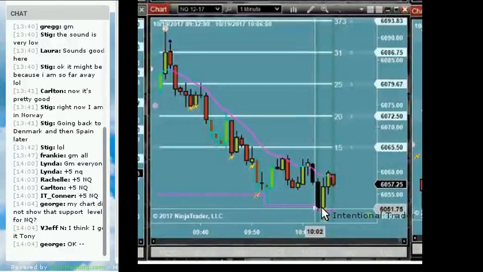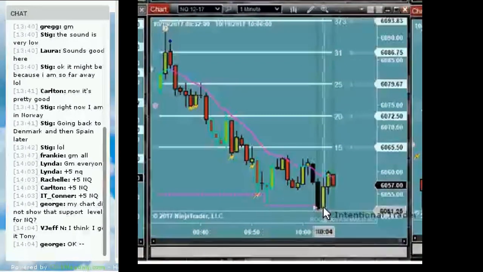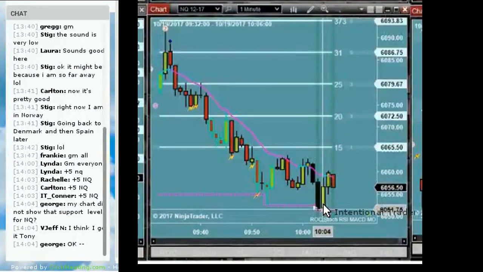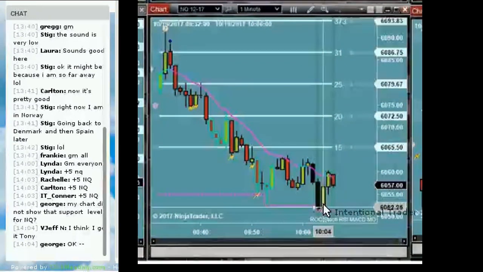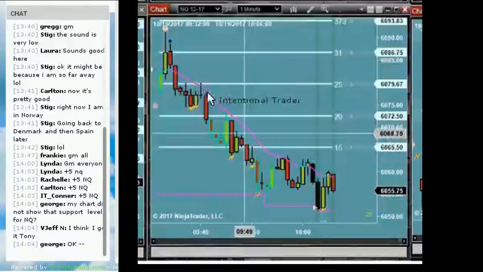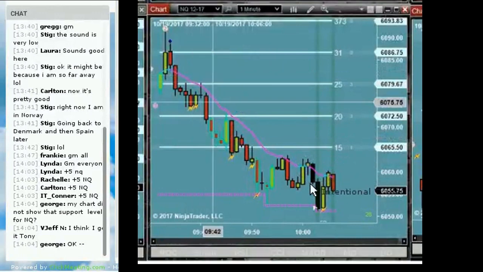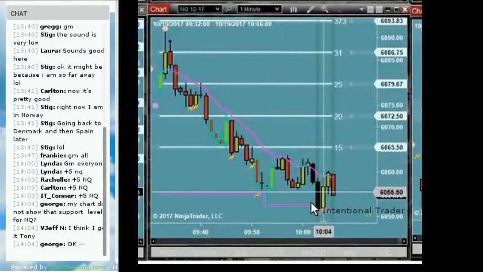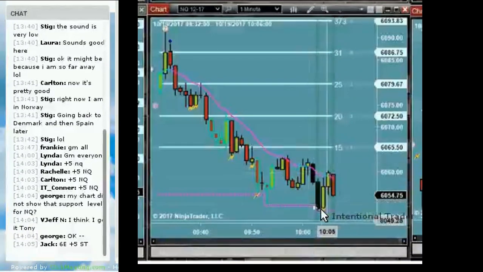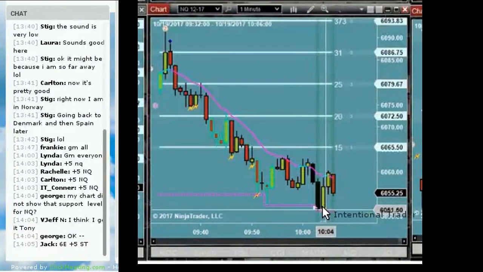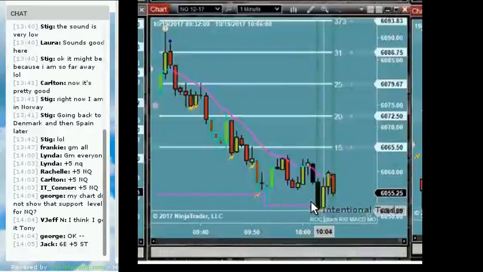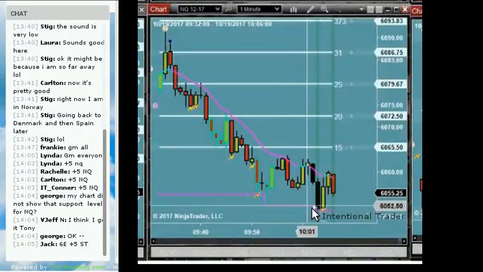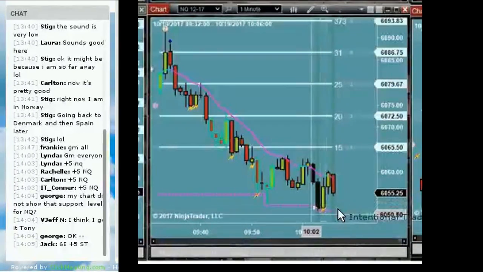Now, this little lightning bolt here on the open of this bar tells us that we have a divergent condition. So the condition is that price is just continuing to drop, but momentum has actually gone the other way. So that tells us there's a good bit of exhaustion potential here, having this divergence. So this is a very strong, powerful combination here.